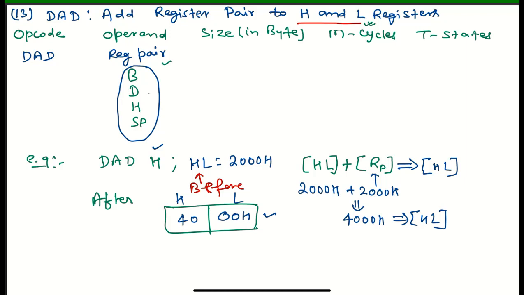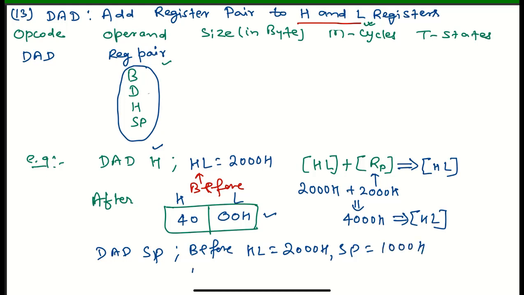We can take another example as DAD SP. Before execution of this, if the HL content is 2000H and the SP content is 1000H, then after execution of this instruction, it will perform the addition of the content of HL and SP, and after performing this, the result will be stored into HL without making any change to the stack pointer content.